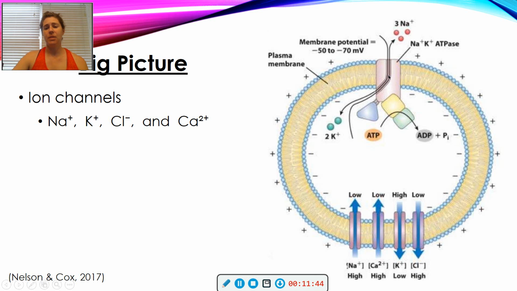Up here at the top of the cell, we see another, we call it an ATPase pump. And an ATPase pump allows, through that one pump, bringing in two potassium ions, but at the same time losing three sodium ions. So that means I'm losing more positives than I'm gaining. And that can kind of help with that negative internal charge.